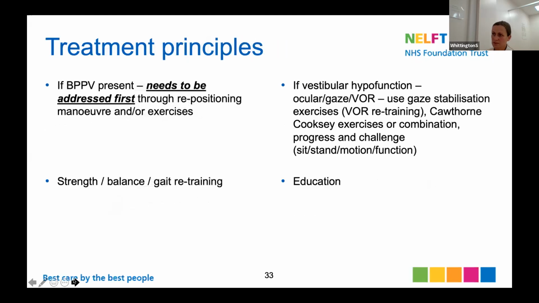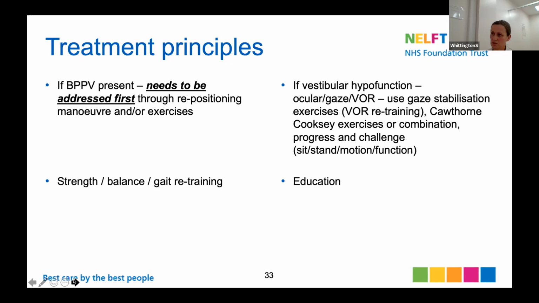So treatment. If through your assessment you find BPPV is present, you need to treat this first, just because if you try to correct a vestibular ocular reflex or any balance or strength, the patients will not get better, because every time they move, these otoconia float in their canals and they get dizzy.